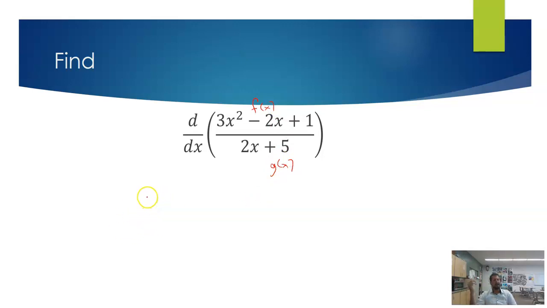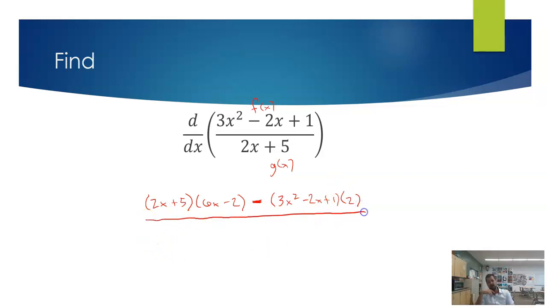The formula says write down g of x, or what's on the bottom. So I go 2x plus 5. Then I multiply that by the derivative of what is on top. So I get 6x minus 2 there. Then, and this is important because a lot of people forget this, the quotient rule uses a minus sign. So I go minus the function that is written on top. That's f of x, so 3x squared minus 2x plus 1. Multiplied by the derivative of what is on the bottom. The derivative of 2x plus 5 is simply 2. And then we put that all over 2x plus 5, the whole thing squared.